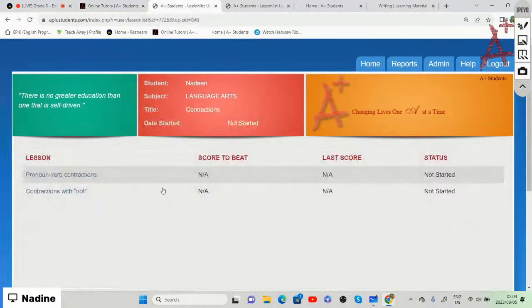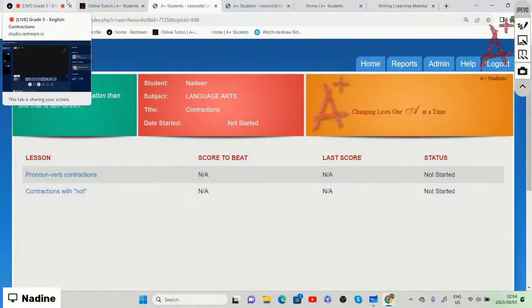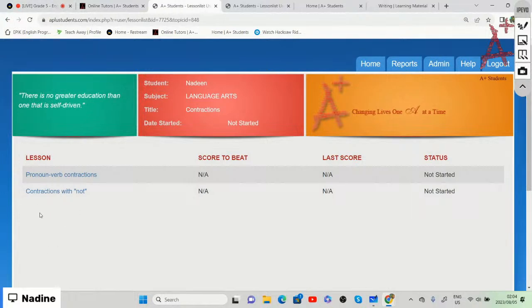Once we are within the chapter of contractions, we're going to be focusing on the lessons of pronoun verb contractions as well as contractions with not, right? So the chapter that we are focusing on is contractions, and the lessons that we will be covering today are pronoun verb contractions and contractions with not. All right, let's get into it. So now we're going to pronoun verb contractions.